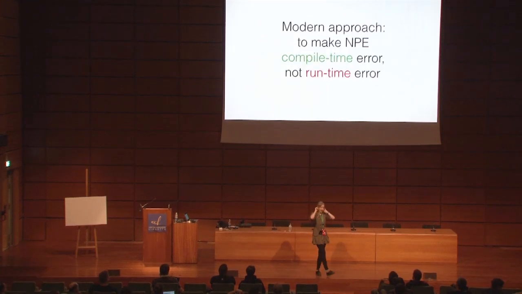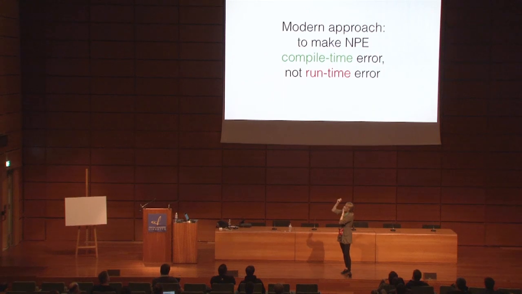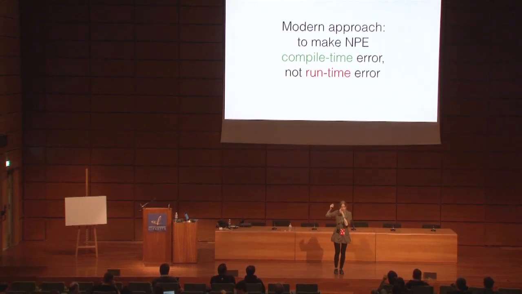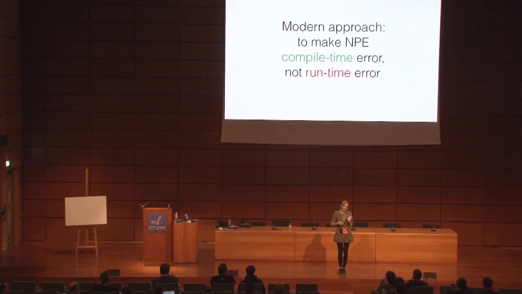OK, and now there is a modern approach. Again, it's not exclusive to Kotlin, but Kotlin does that. To make such an error a compile time error, not a runtime error. And different languages solve this problem differently. So I will show you the Kotlin way to solve this, nullable types, and it is the same as in the Swift language. But for example, if you know about Scala's approach or an approach of Java 8, it will be different.